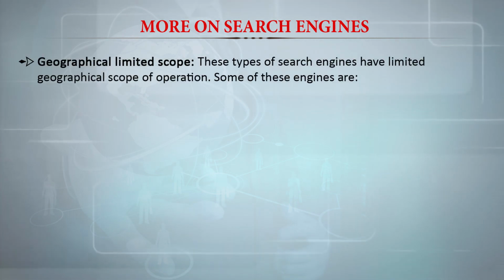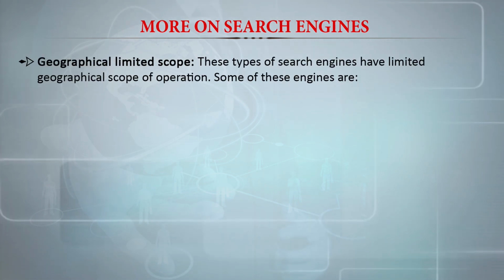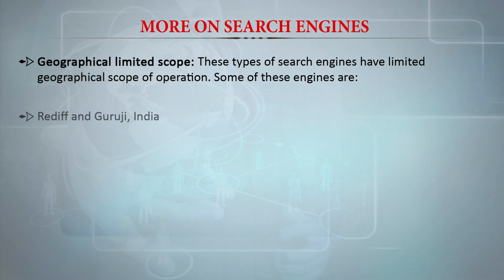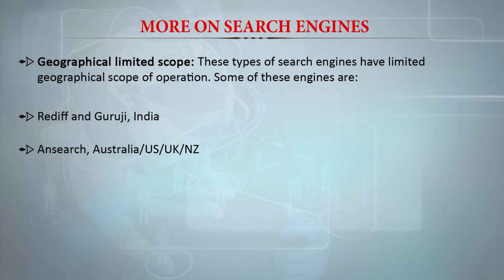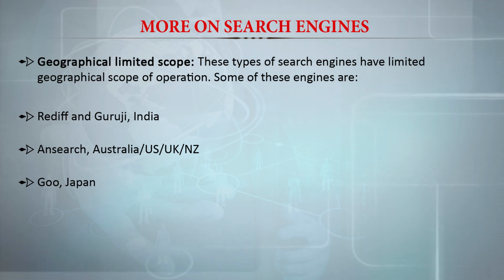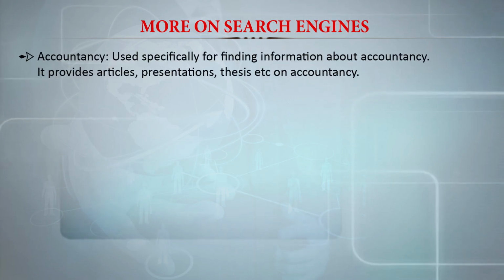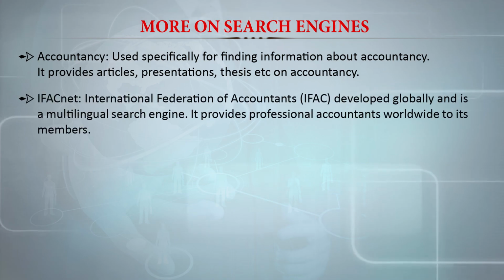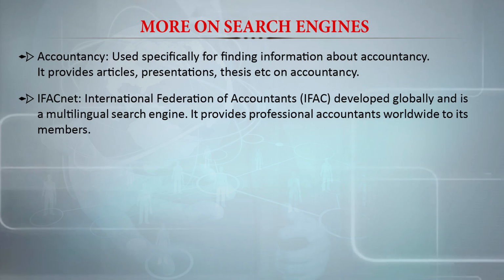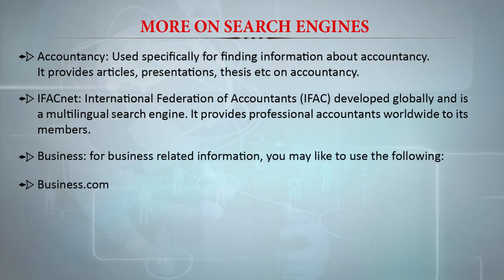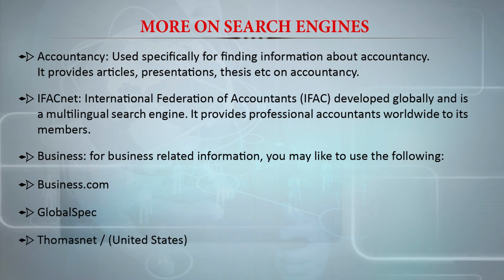Then there are also search engines which have a geographical scope of operation. For example, Rediff and Guruji for India, and Search for Australia, US, UK and New Zealand, Goo, which is a search engine for Japan, JipLocal for Canada and US. Then we have specific accountancy related information search engines like IFAC.net. Then we have specific search engines related to business information such as business.com, Global Spec, ThomasNet.